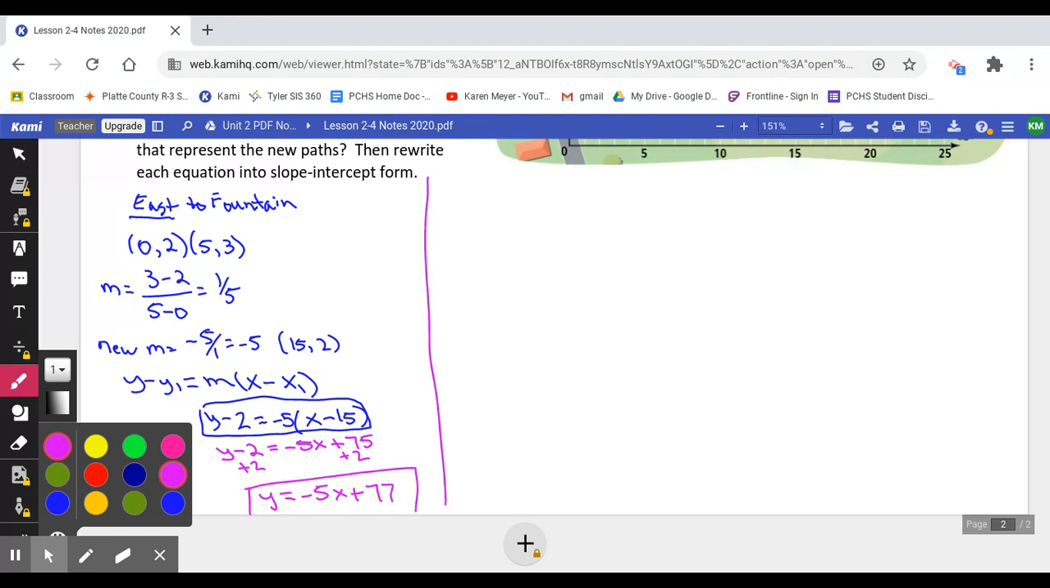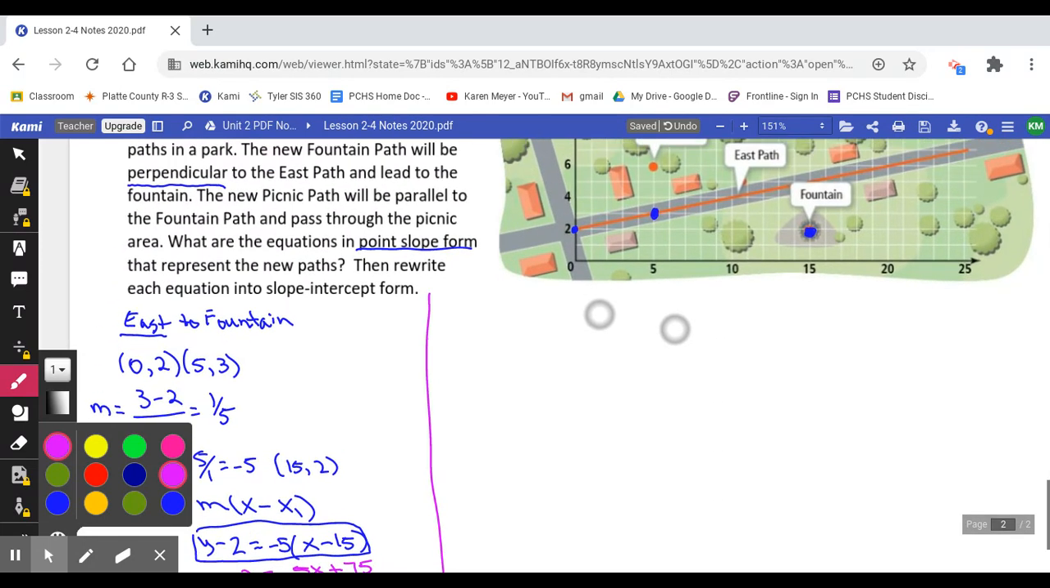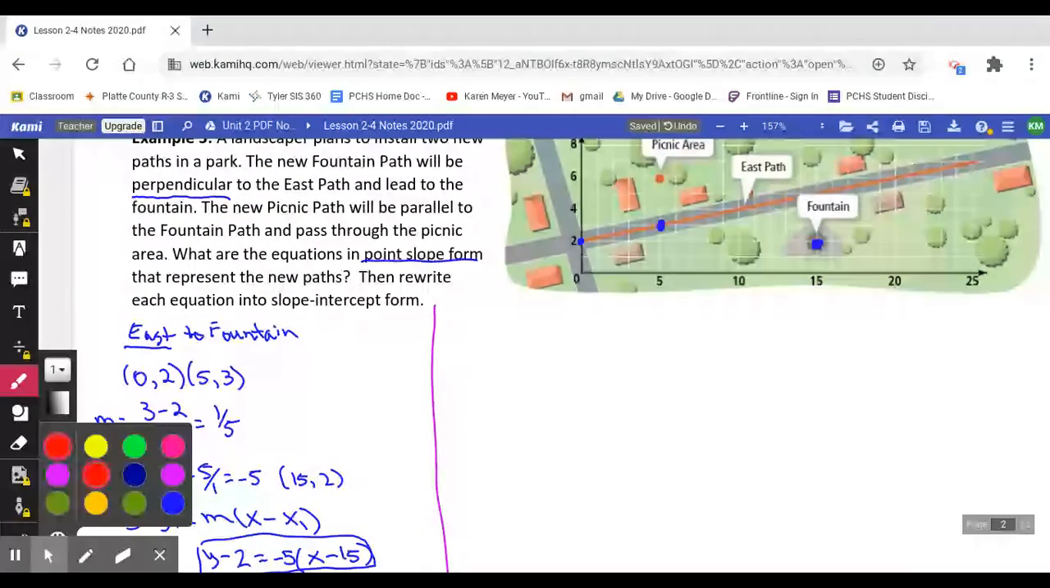So how does everybody feel about the first path in point slope and slope intercept form? If you feel great, fantastic. If not, make sure you write down what your question is so that you can ask me when you see me in class. So now let's go to the second part. The second part is we're going to do the picnic to the fountain.